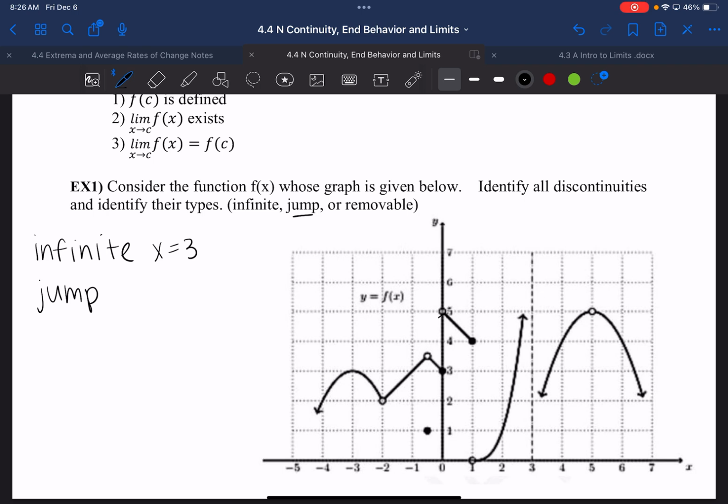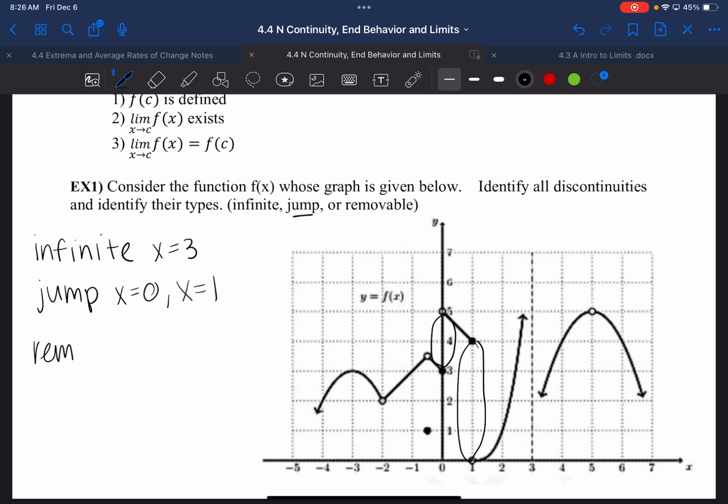Yeah, at 0 we have one, right in between here. So at x equals 0, I have a jump. And where did you say the other one was? At x equals 1. This section here. Okay.